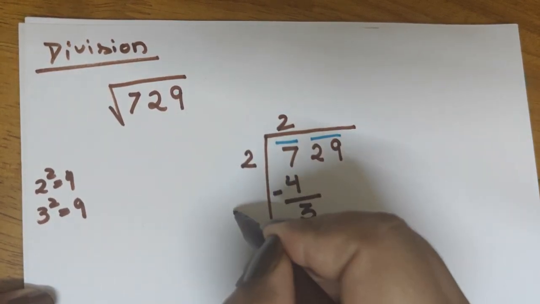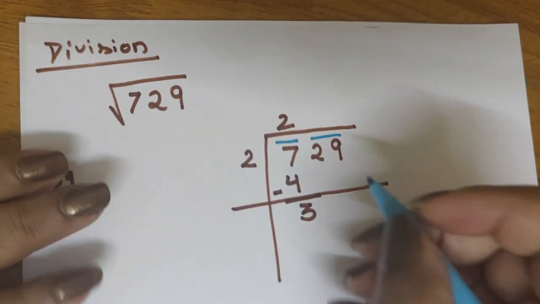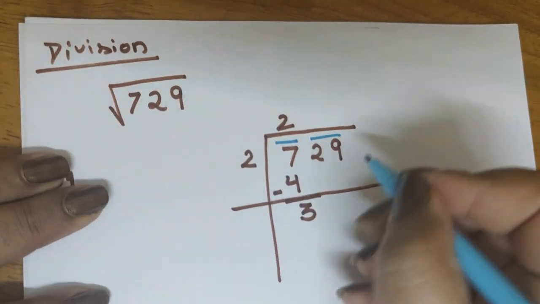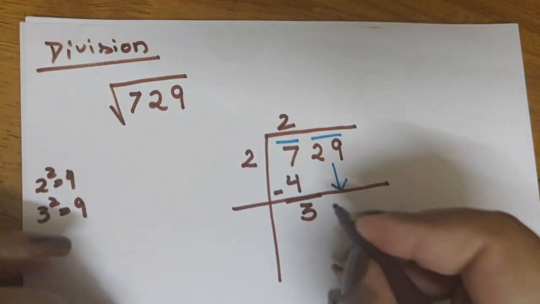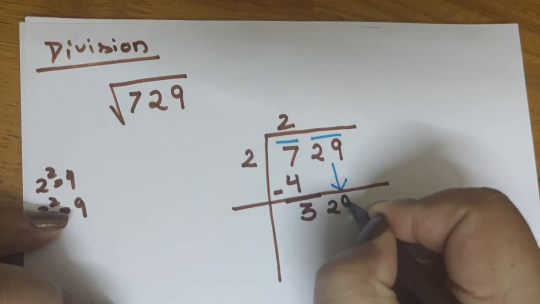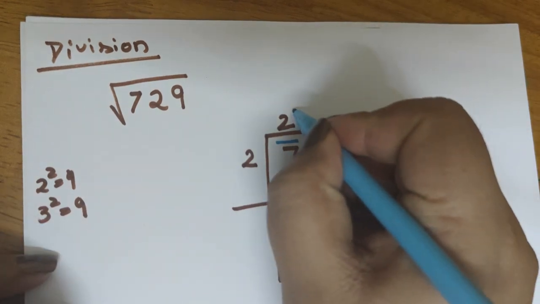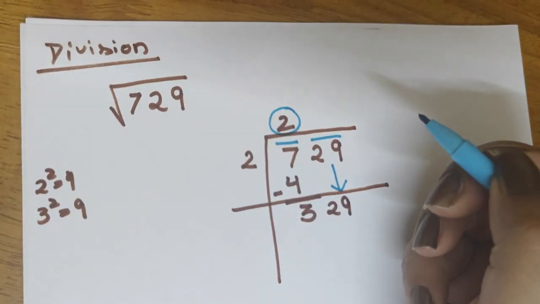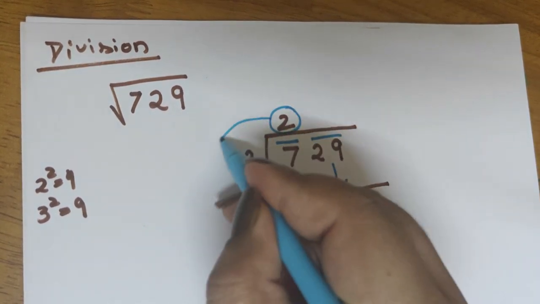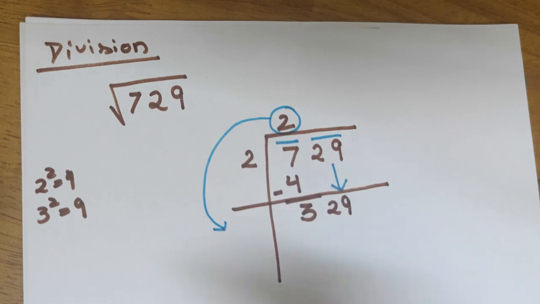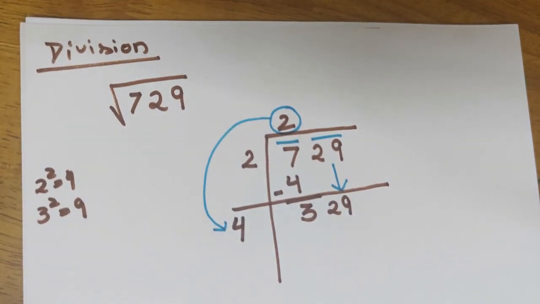Now there are 2-3 steps that we have to follow. First of all, the next pair we have to bring down and write it beside this remainder. Secondly, this number we have to double, that is multiply it by 2, and bring it here. So it will be 4.